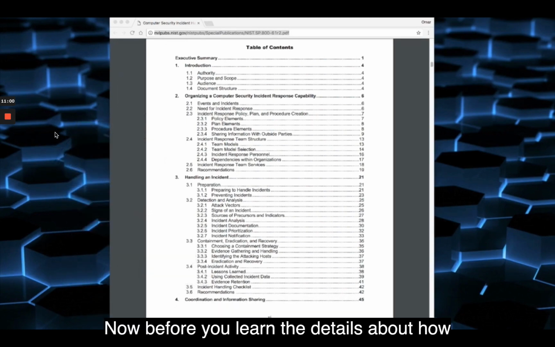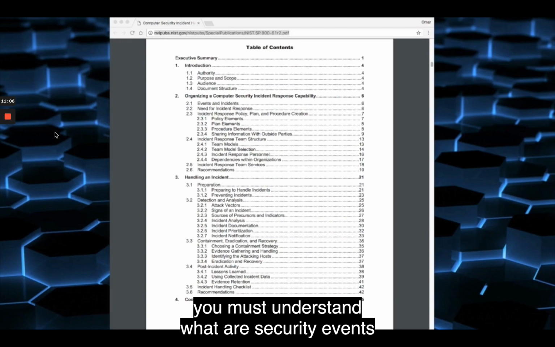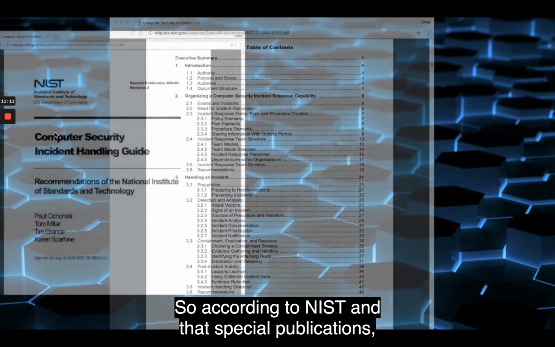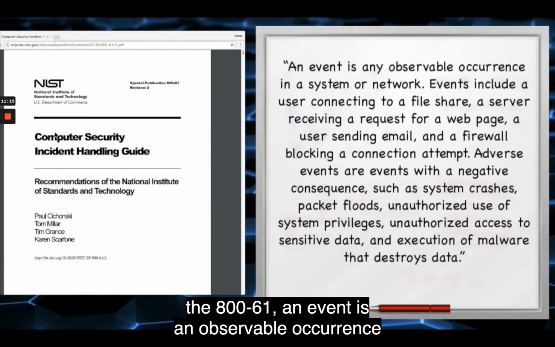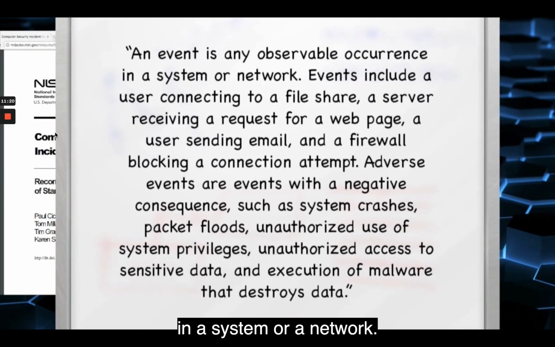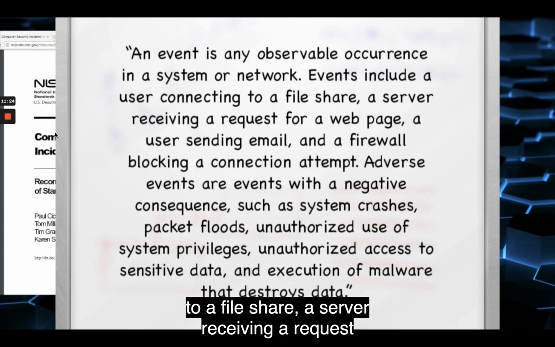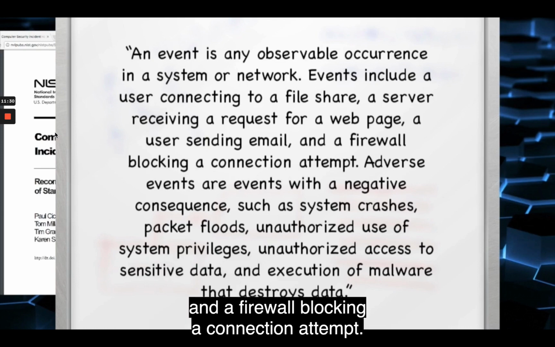So now, before you learn the details about how to create a good incident response program, you must understand what security events are and what an incident is, right? According to NIST and that special publication, 800-61, an event is an observable occurrence in a system or a network, right? So events include a user connecting to a file share, a server receiving a request for a web page, a user sending an email, and a firewall blocking a connection attempt, right?